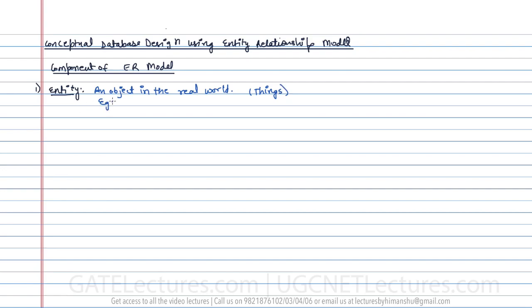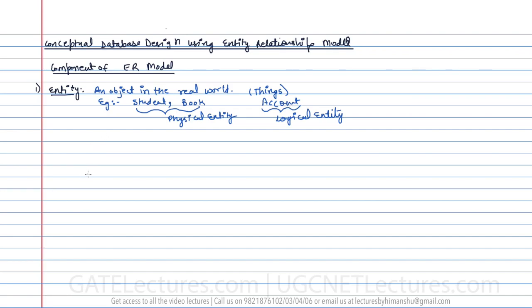For example, we may be having an entity as a student. A student is an entity. In the same way, we may be having an entity as a book. Here, student and book, both of them are acting as a physical entity in the real world. In the same way, we may have an entity called account. Now this account is acting as a logical entity in the real world.